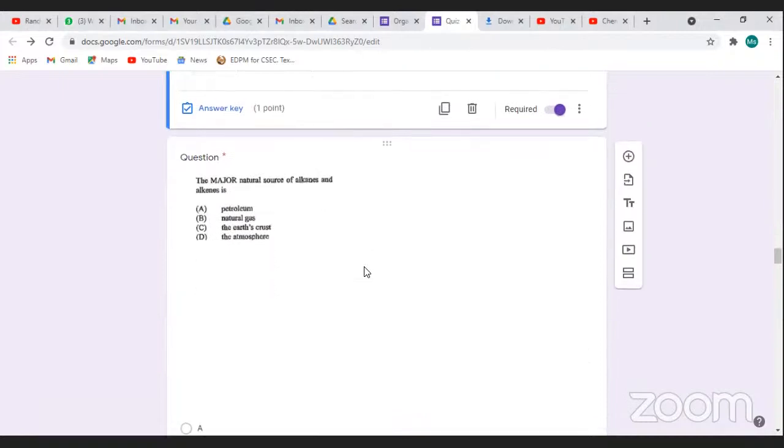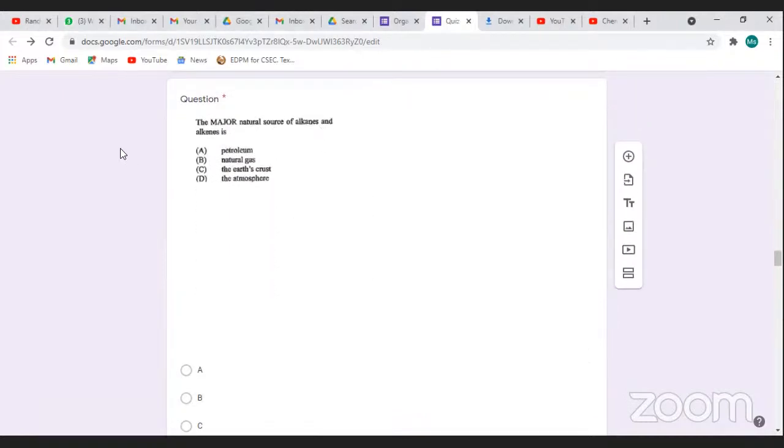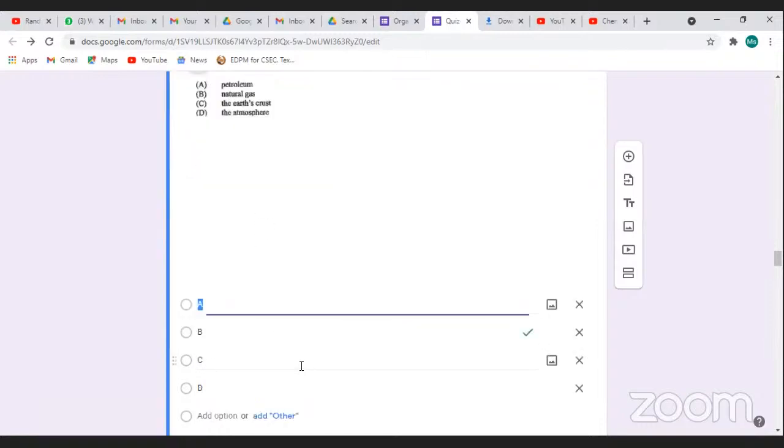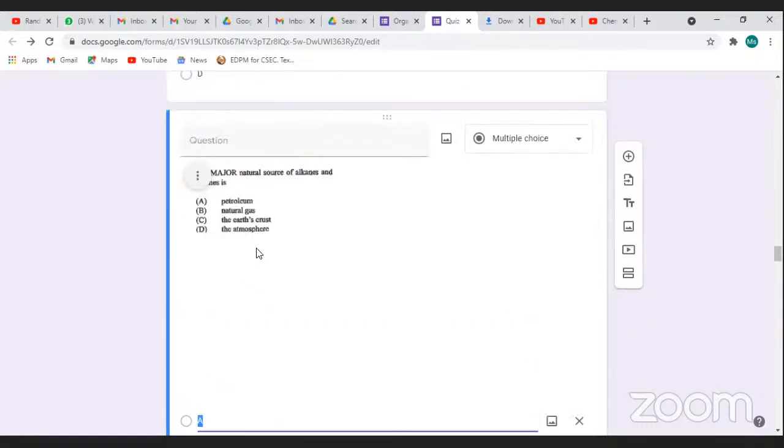All right. What is the major source of alkanes and alkenes? The major source, where they get it from? Natural gas? Natural gas is only methane, ethane, propane, and butane. But all alkenes and alkanes come from petroleum. Petroleum. The answer is petroleum.